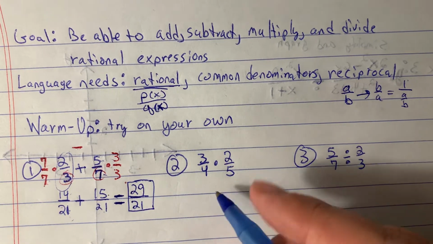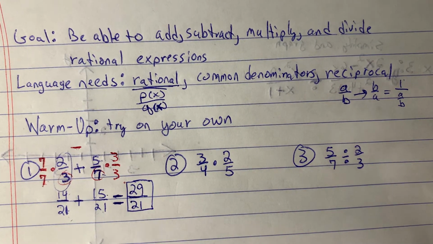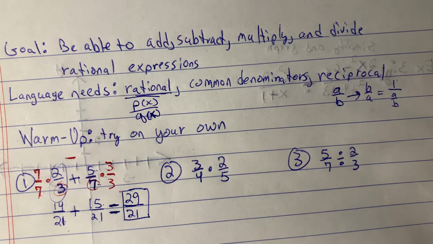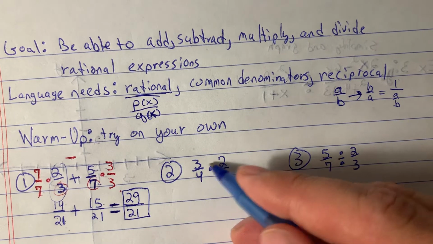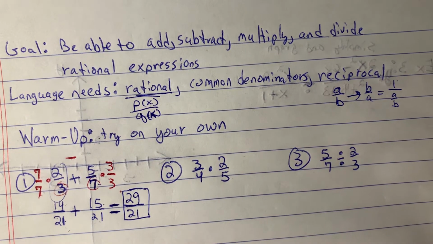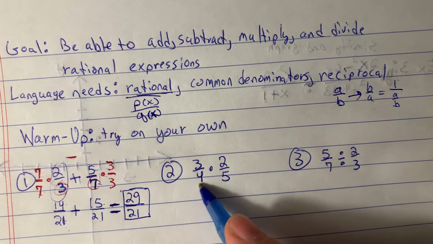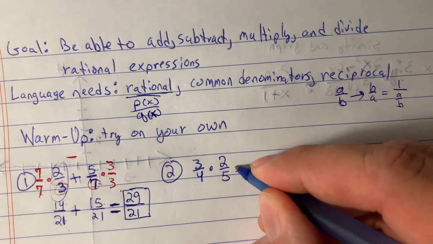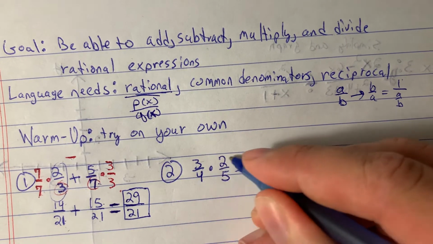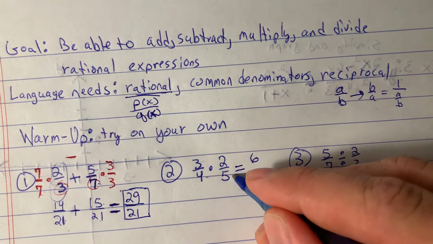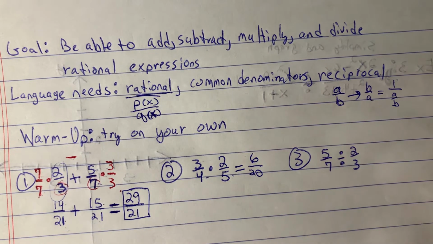Okay. When we are multiplying, this is the easiest of all the operations we can do with fractions. We just multiply straight across. We multiply the numerators times the numerators and the denominators times the denominators. We do not have to have a common denominator. We don't here, and it doesn't matter. When we multiply, 3 times 2, we get 6. 4 times 5, we get 20.